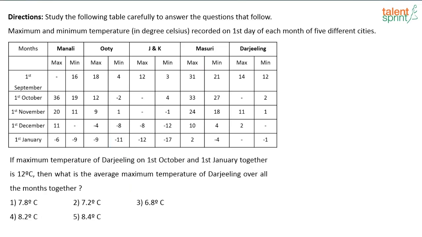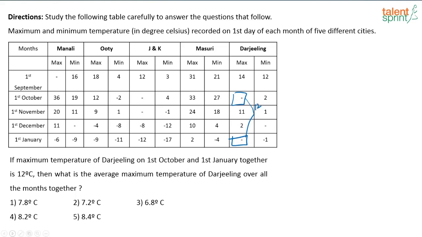Next. Again, this is also a fairly easy one. What is given? If the maximum temperature of Darjeeling on 1st October and 1st January together is 12 degree Celsius. Darjeeling, right? So maximum temperature of 1st October and 1st January. So both of these values put together, right? The sum is 12. Okay. So this plus this both put together is 12.